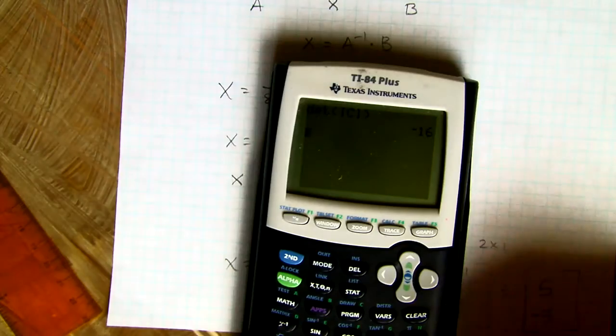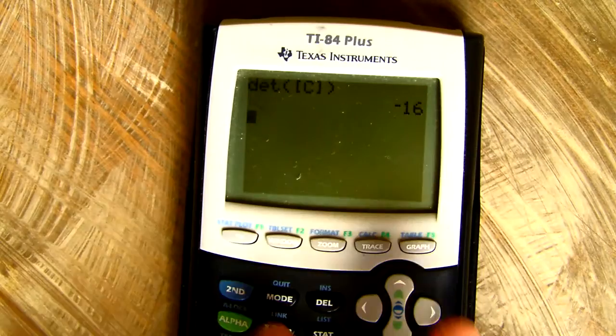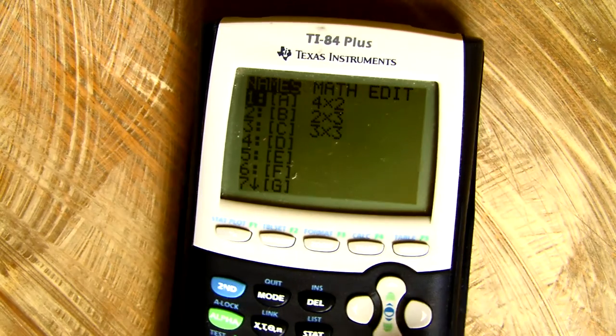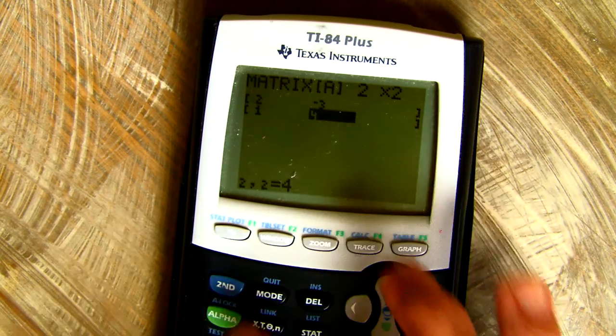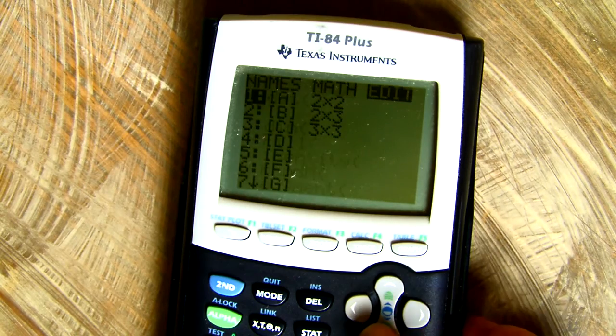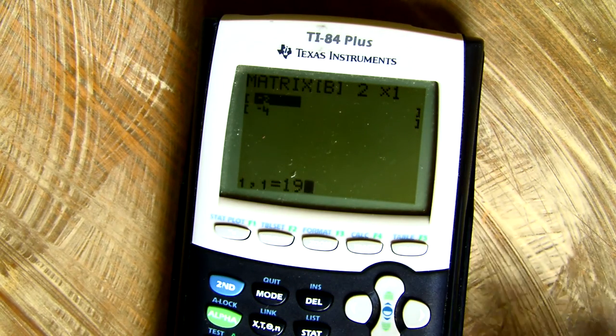So let's see how we would do this on the calculator. All right, so matrix. So I'm going to edit matrix A, and it's going to be a 2 by 2. And my system was 2, negative 3, 1, 4. And then I want to edit matrix B, and that was the constant matrix, so that was a 2 by 1. And that was just 19, negative 7.